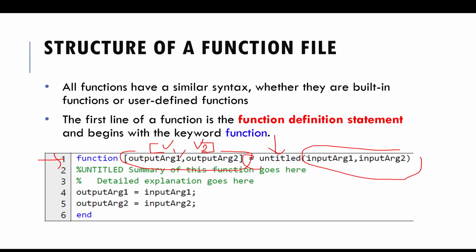Following the function name is the input argument list separated by commas, inside the round brackets or parentheses. Lines 2 and 3 here are the summary of the function, and normally we also include the description of the input or output variables that the function is going to use. Lines 4 and 5 here are the function body.